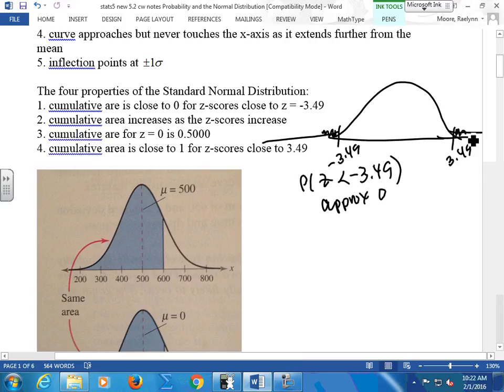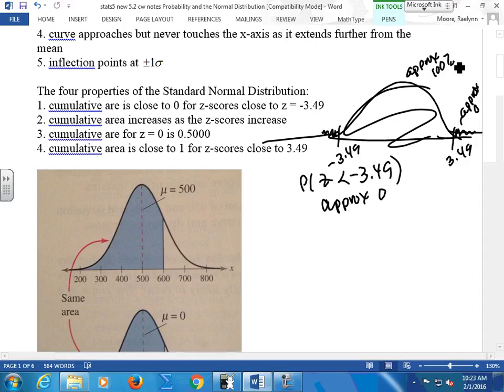To the right here, this is approximately 0. So therefore, this area to the left is approximately 100%. Approximately 100% to the left of 3.49. If you're looking at your table, your calculator is far more exact and it can go on forever and ever. But we can't. Cumulative halfway, we say is 50.